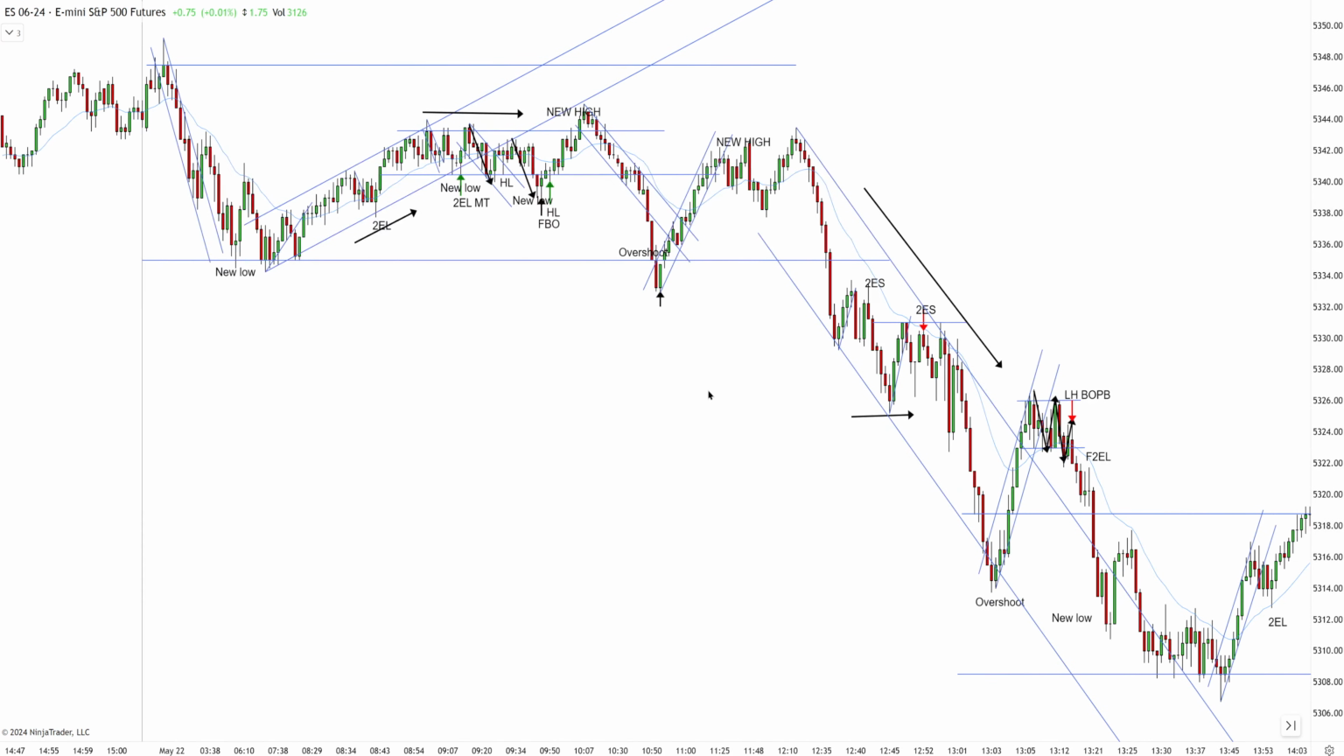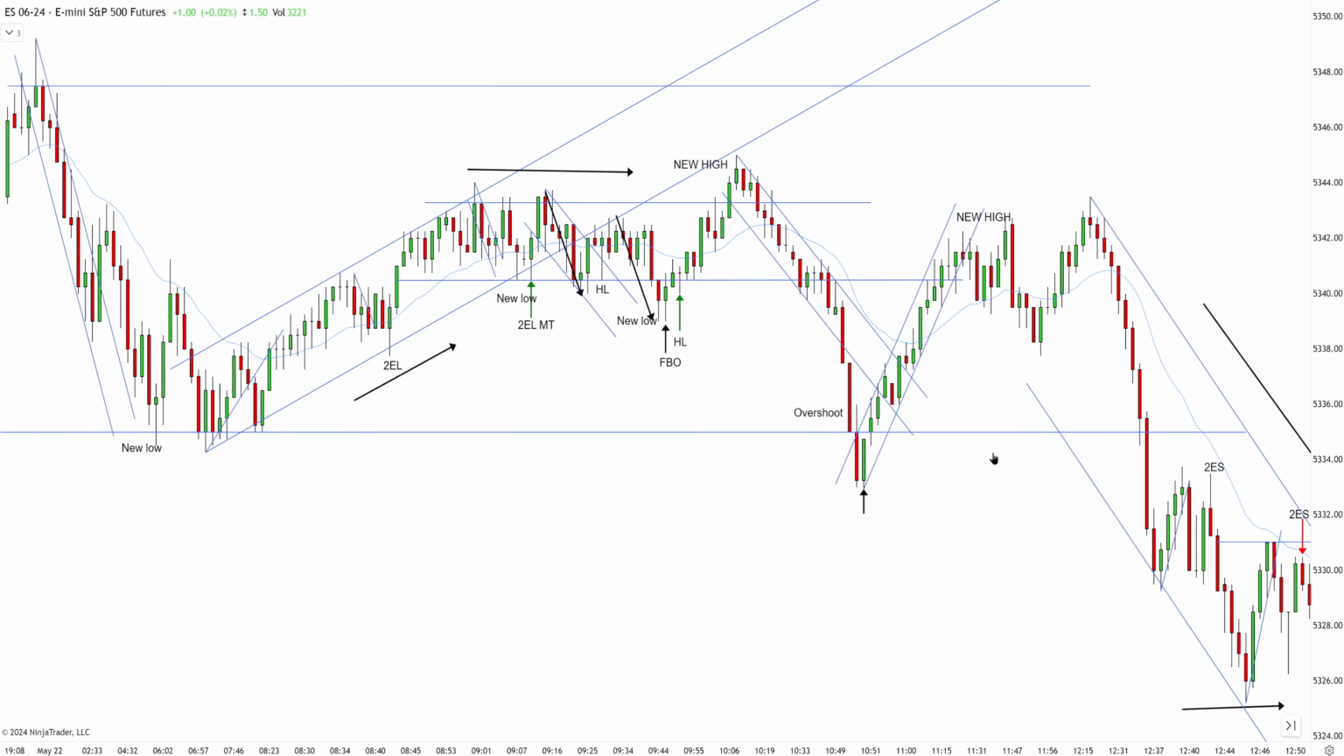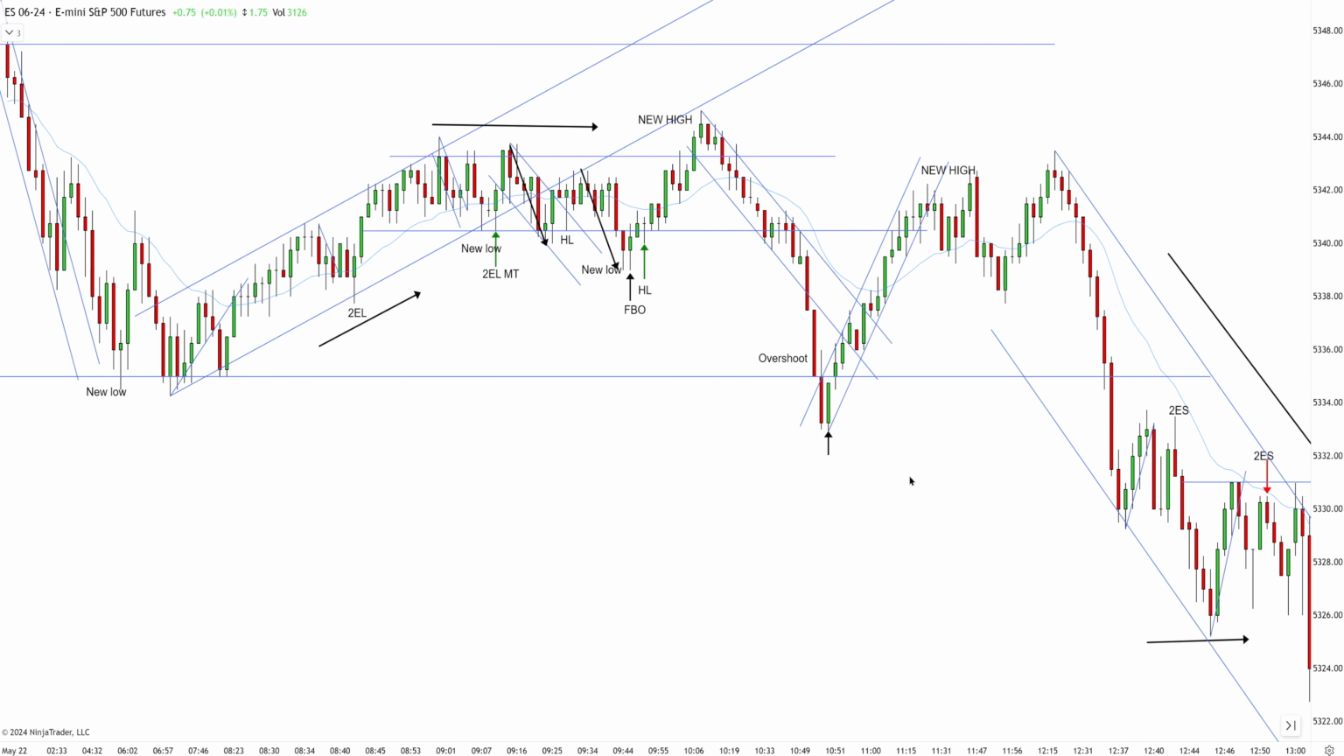We started with a very slow price action, but it was textbook: break, pullback, new extreme, reversal, and then the downtrend started.